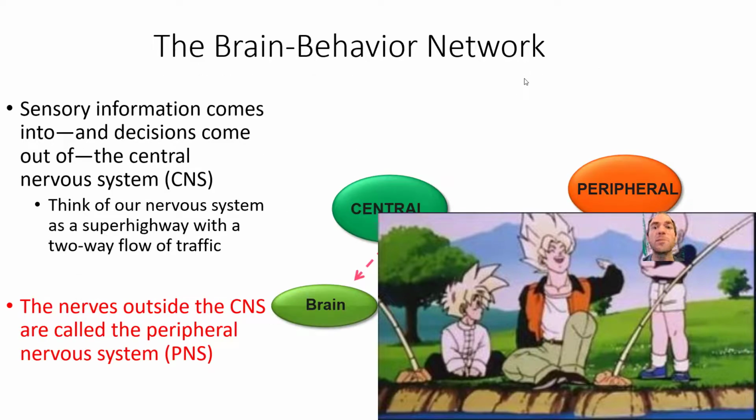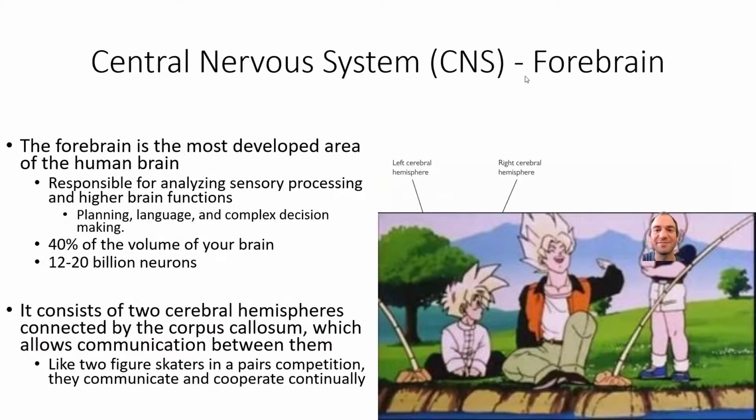Next, let's talk about specific brain regions. Sensory information comes into and decisions come out of the central nervous system. Think of our nervous system as a superhighway with a two-way flow of traffic. And we'll break that down more briefly in the upcoming slides. Let's begin with something called the forebrain, though.